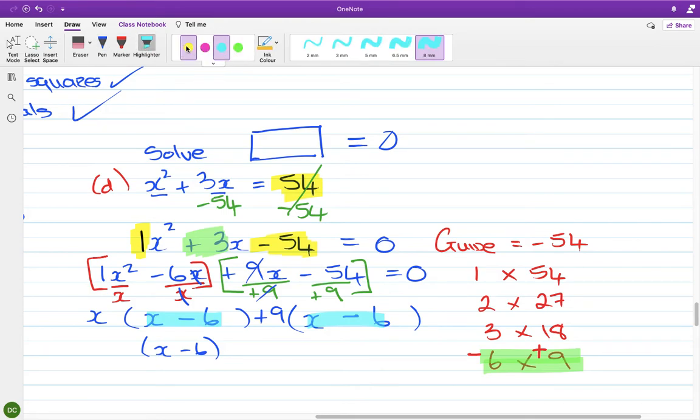And then the other bracket is made up of these bits. So that is x plus 9. And then we have to solve. So we split our page.